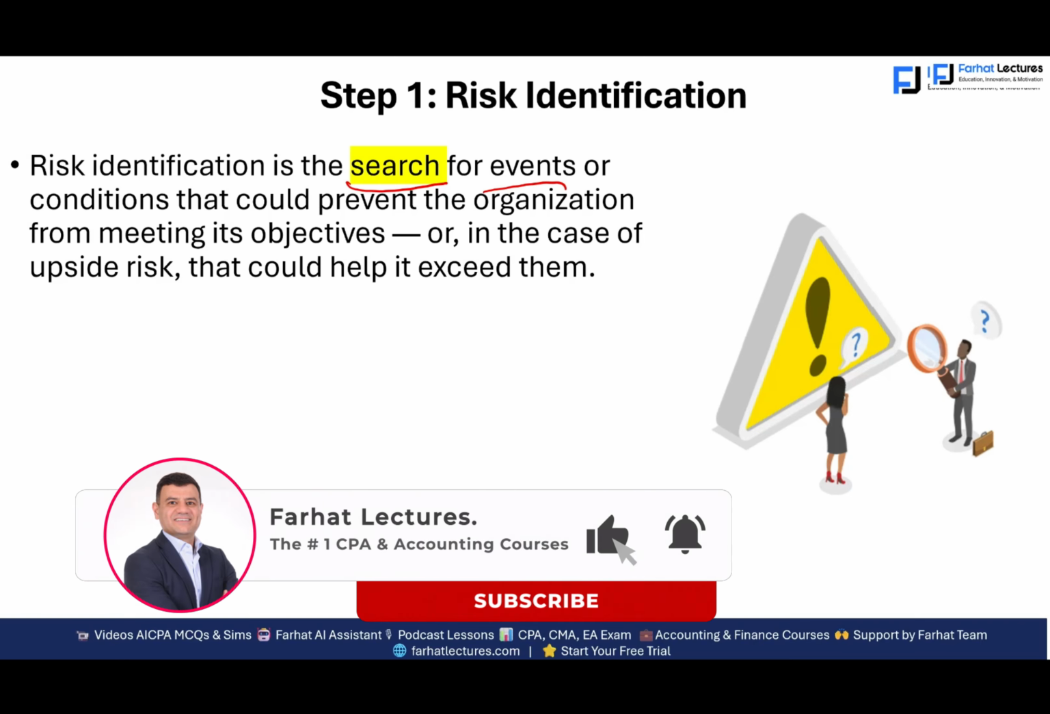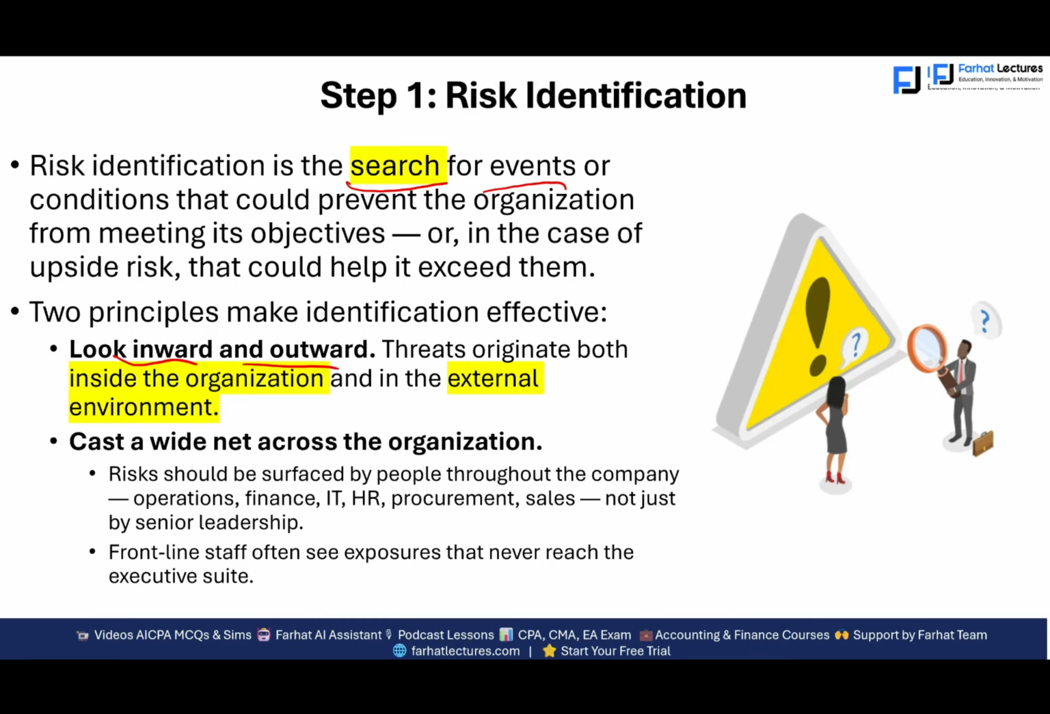There are two principles that make risk identification effective. First, you have to look inward and outward, so you have to look for external threats as well as internal threats. Also, you want to cast a wide net across the organization. Don't only talk to the staff people, don't only talk to the mid-level, don't only talk to IT or management or finance. Talk to everyone. Risk should be surfaced by people throughout the organization: operations, finance, IT, HR, not just senior leadership, including frontline staff that see the exposure that executives don't see.